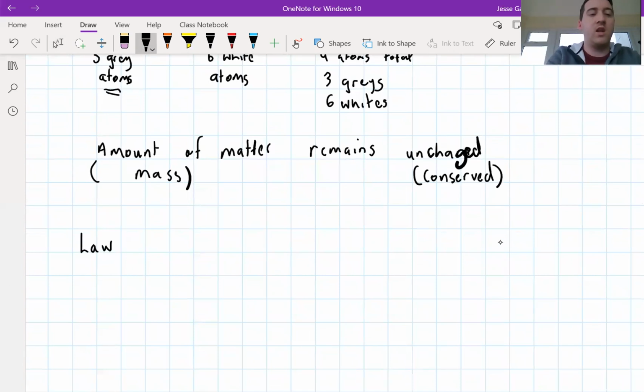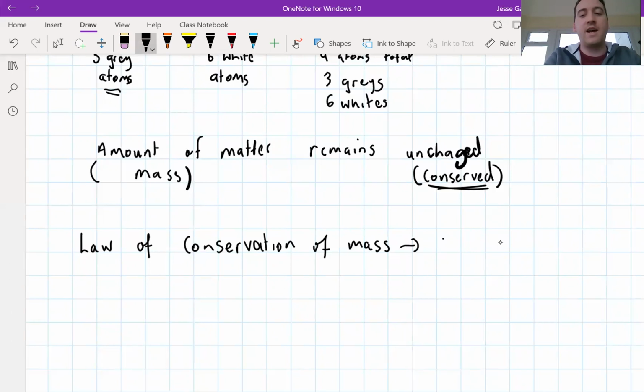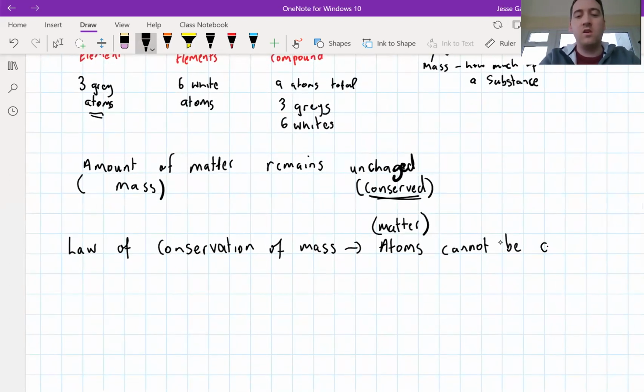Scientists have what they call the law of conservation. Where does this come from? This comes from this word here, conserved. Law of conservation of mass. What does this state then? It states that atoms, or when we've got a massive group of atoms, we often refer to it as matter, atoms cannot be created or destroyed. They can be rearranged.